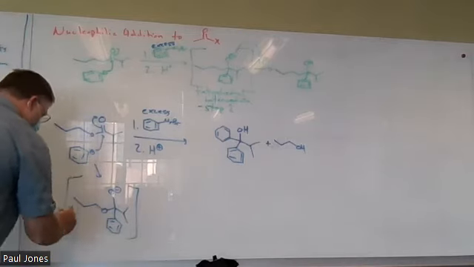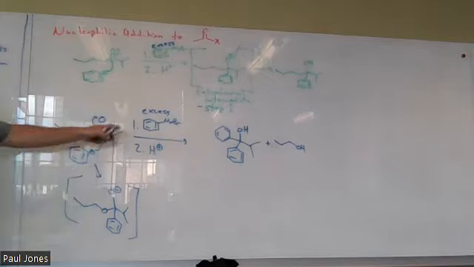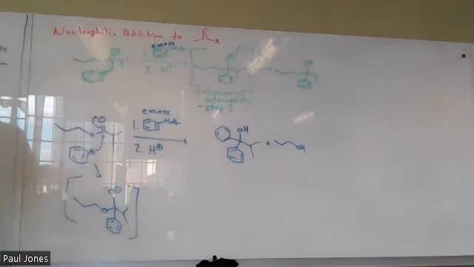I'm going to put brackets around the intermediates. The brackets mean this is not something we isolate. You're rarely going to isolate something that's a really strong base or strong acid. That O minus is a fairly strong base. So this tetrahedral intermediate is just that.